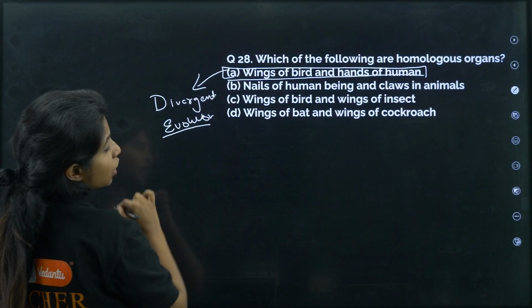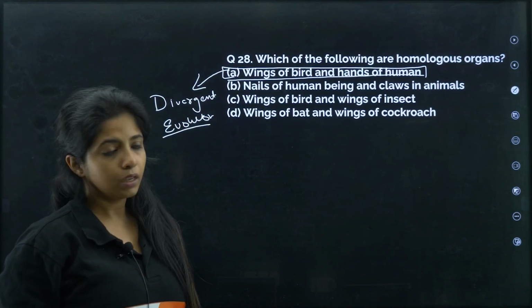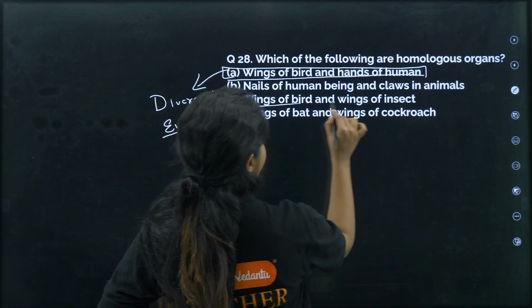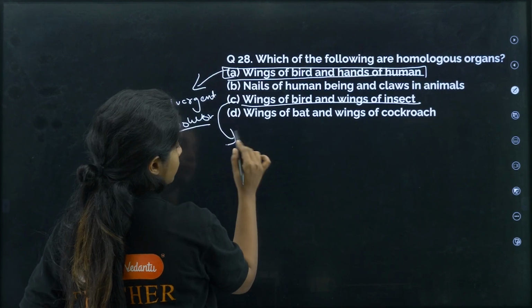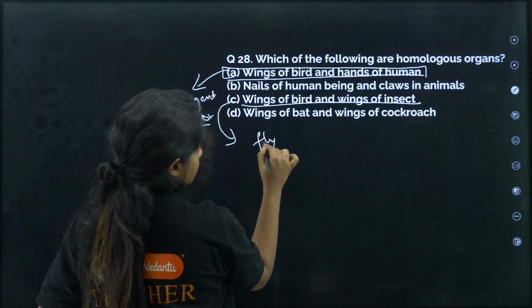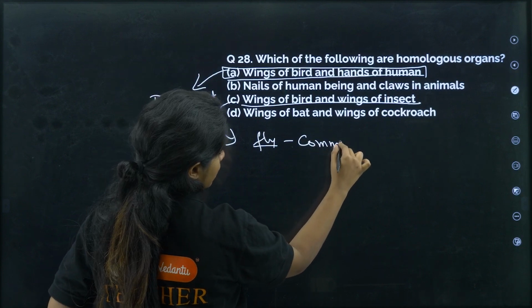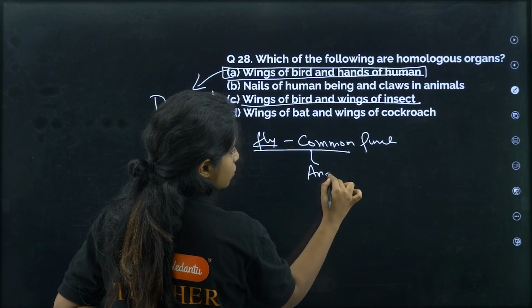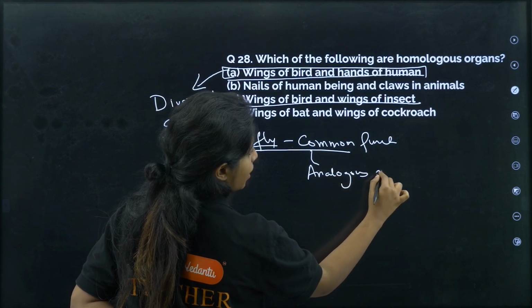Nails of human beings and claws in animals. Wings of a bird and wings of an insect. Over here, the wings of birds and the wings of insects, both are being used to fly. There is a common function, and if there is a common function, that means it is an example of an analogous organ. That is the opposite of a homologous organ.